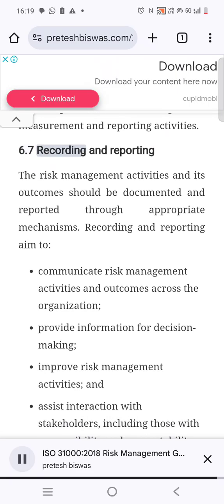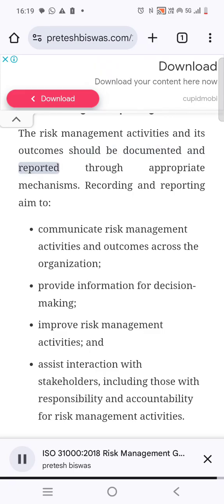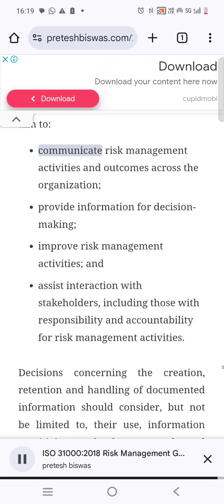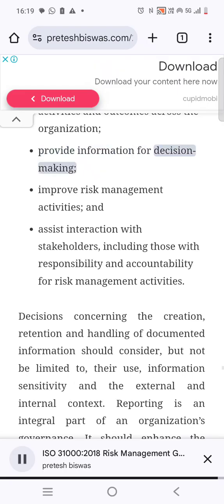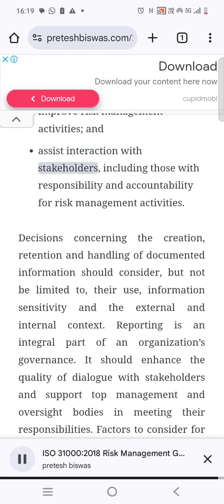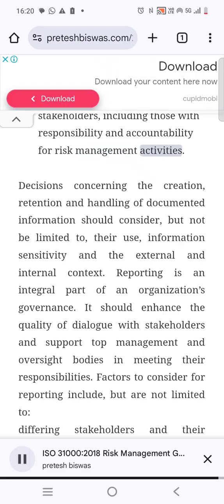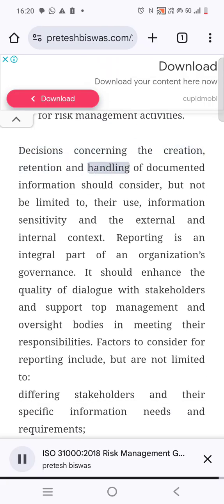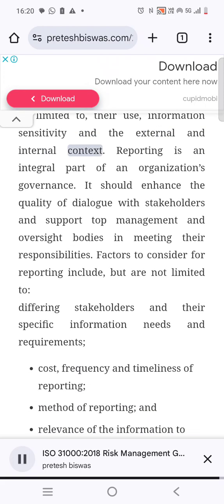6.7 Recording and reporting. The risk management activities and its outcomes should be documented and reported through appropriate mechanisms. Recording and reporting aim to communicate risk management activities and outcomes across the organization, provide information for decision making, improve risk management activities, and assist interaction with stakeholders, including those with responsibility and accountability for risk management activities. Decisions concerning the creation, retention, and handling of documented information should consider, but not be limited to, their use, information sensitivity, and the external and internal context.